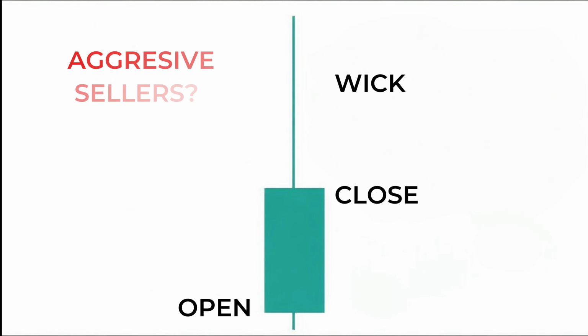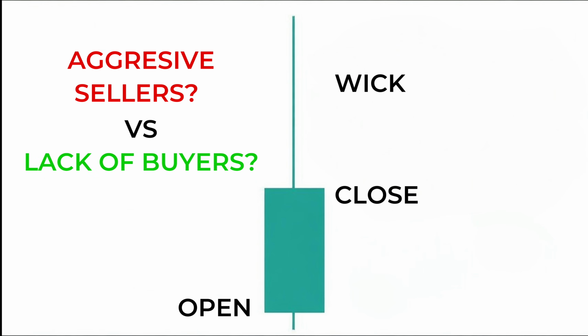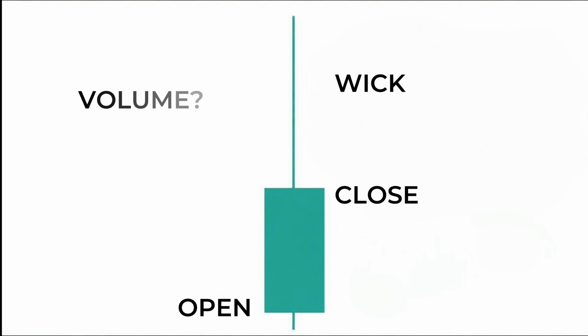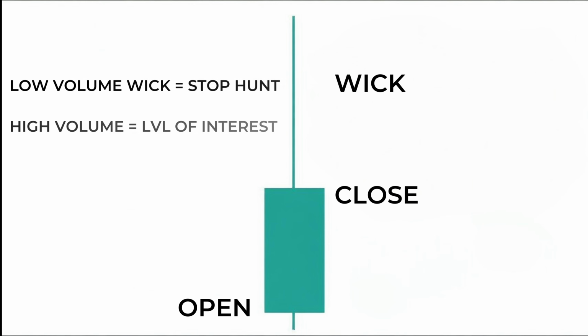A wick can form because aggressive sellers hammer price down or because buyers simply stopped participating. Completely opposite scenarios, identical wick. Was there massive size traded at the high or was it thin air? A low volume wick is just a stop hunt. High volume means a real fight happened. I'm not gonna go over every single scenario in this video, but you get the idea.